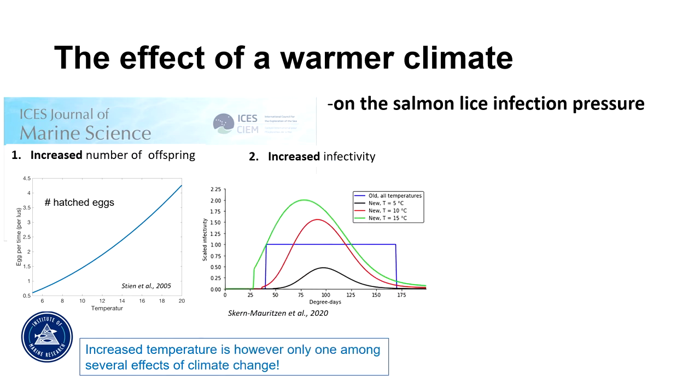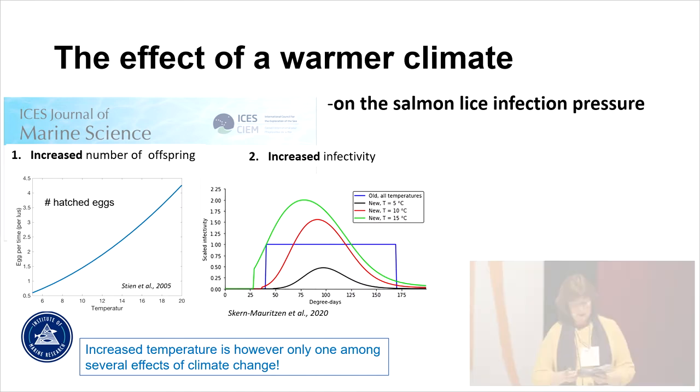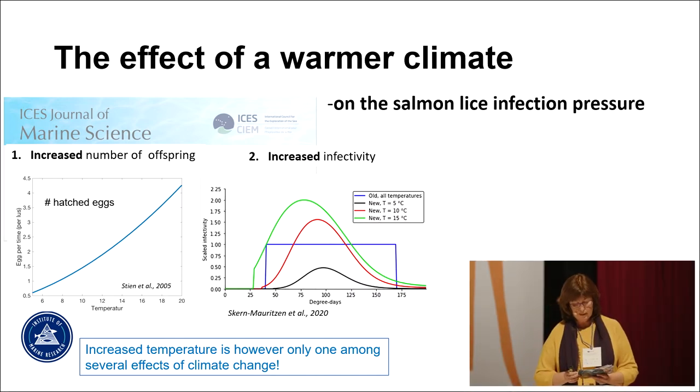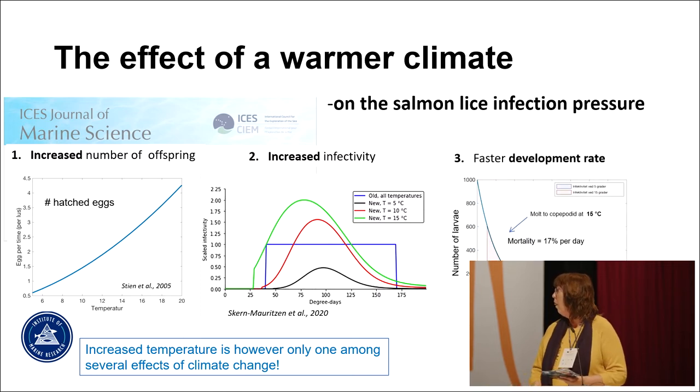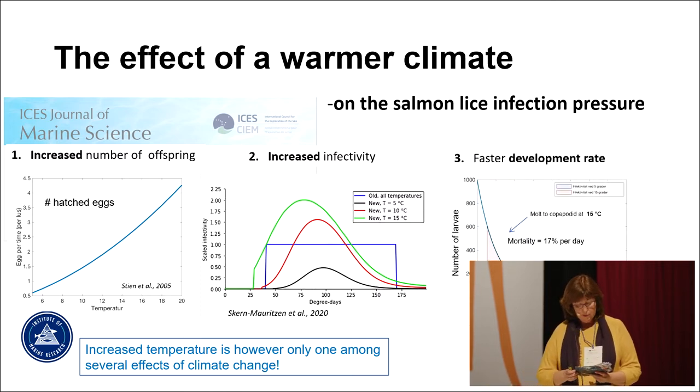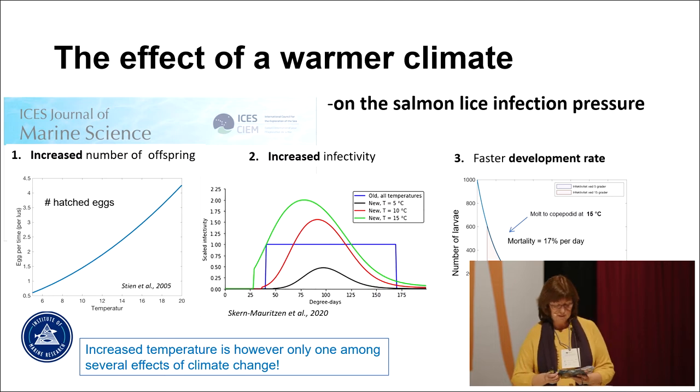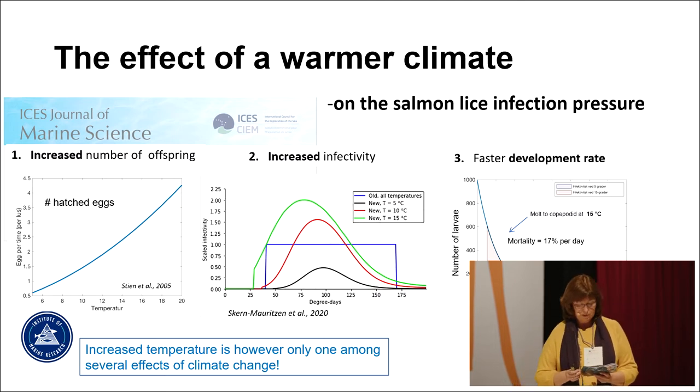Then, the infectivity, or the ability the lice has to attach to a fish, has been found to increase substantially as temperature increased from 5 to 15 degrees. This was a laboratory experiment. And finally, third, since we are assuming a constant mortality of 17% per day, a higher proportion of the larvae will reach the infective stage as the development goes faster.